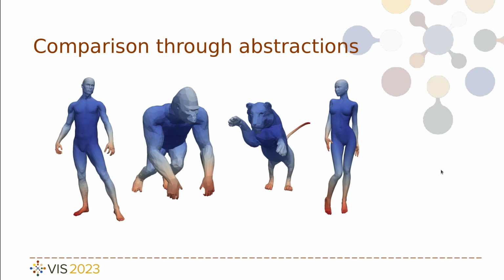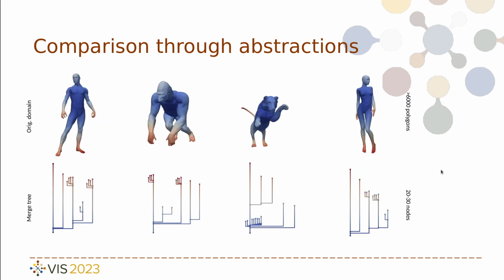Well, comparing scalar fields directly is really hard. So what we do instead is we compare abstractions of these scalar fields. We first take our scalar fields and turn them into some topological abstraction. For example, what we use in the paper is we turn them into a merge tree. And then we compare the merge trees instead of the original domain. These merge trees are much simpler to handle. Typically, in this example here, they only amount to 20 to 30 nodes. So computationally, they're much cheaper than the original scalar field.